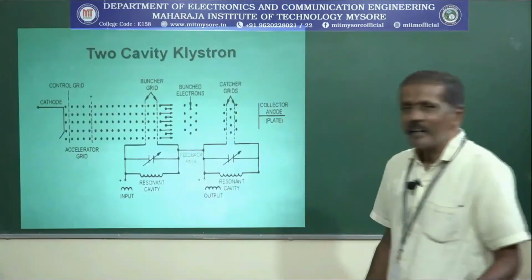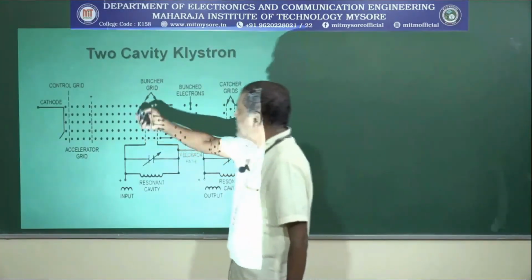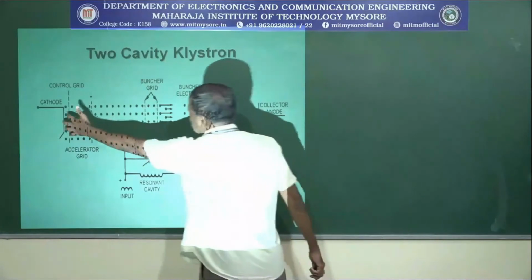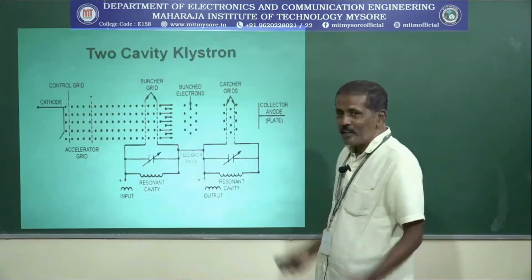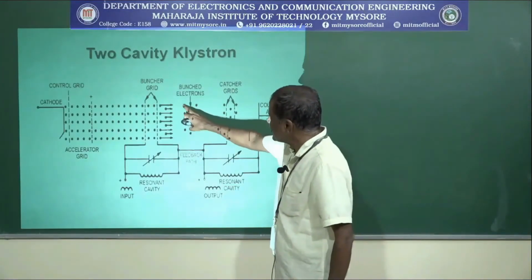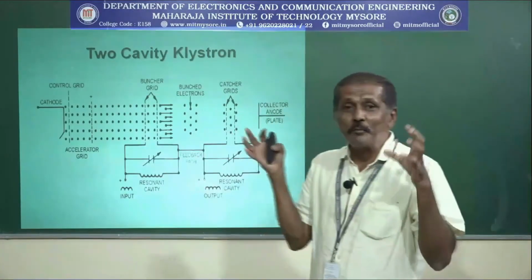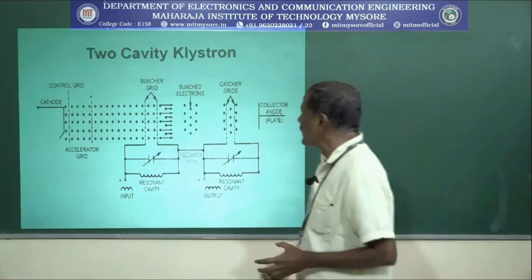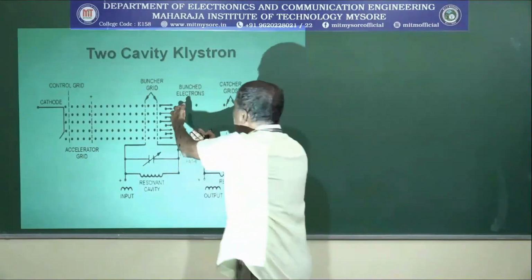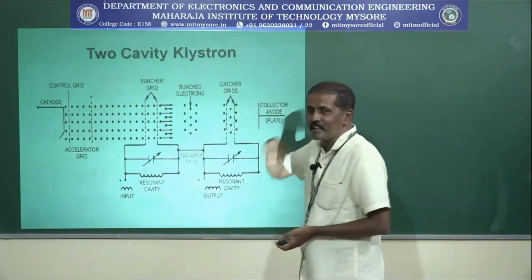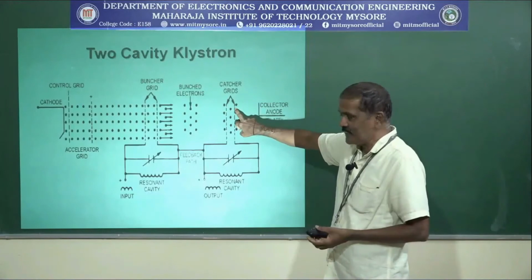As I have told you, the electrons move, are bunched together and are caught together. The same diagram is shown here. From the cathode the electrons are moving, and in the buncher cavity the electrons are bunched together. You can observe the dots shown here. These are not single electrons, these are bunched electrons. Bunched electrons means in a single dot you may have thousands of electrons. These bunched electrons will move toward the catcher cavity. Just recall the previous diagram: you have a buncher cavity and you have a catcher cavity.